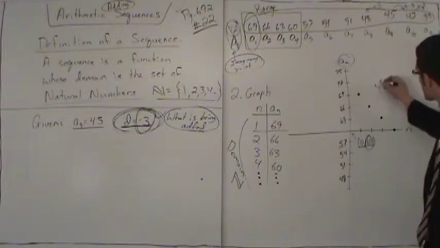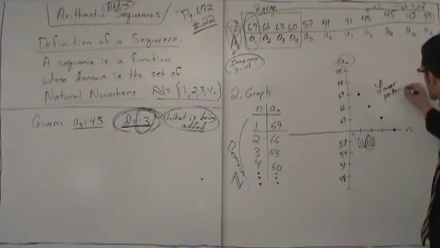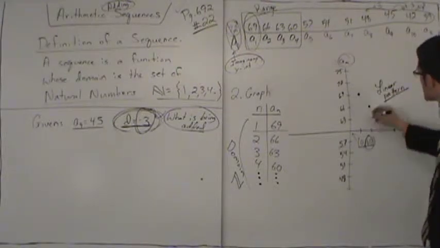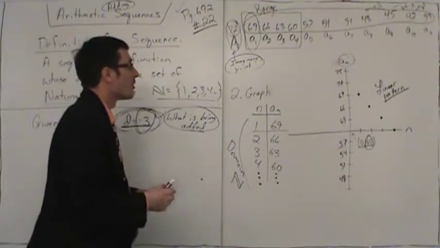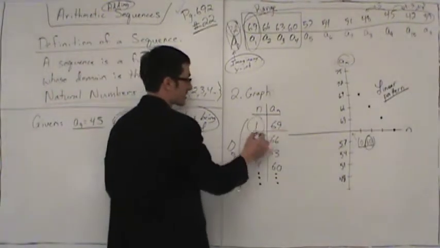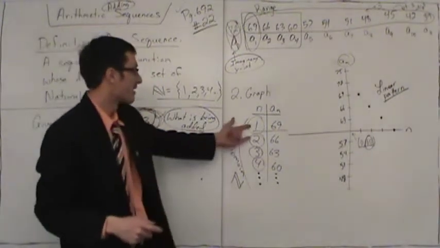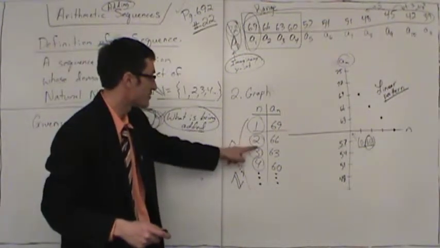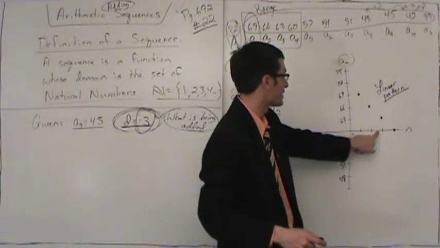Remember, we call this a linear pattern. A linear pattern, but do these points form a line? Absolutely not. These points do not form a line. Why? Because the domain is just the set of natural numbers 1, 2, 3, 4, and there are gaps. There are no points at 2.5. At 2.5, there is not a point.